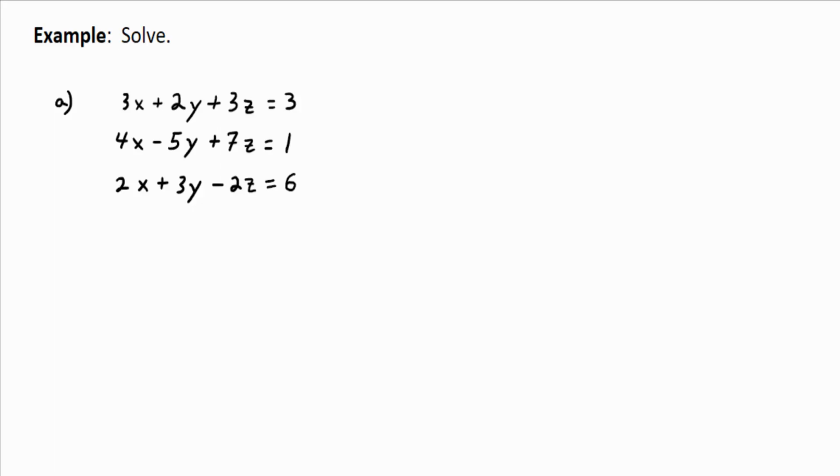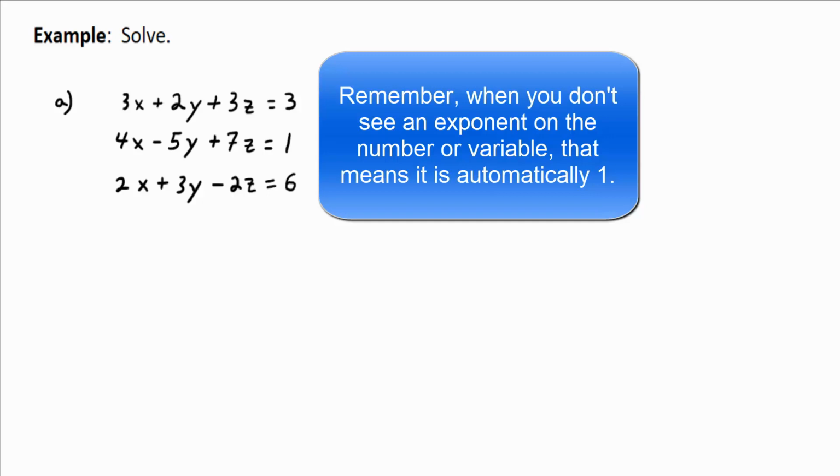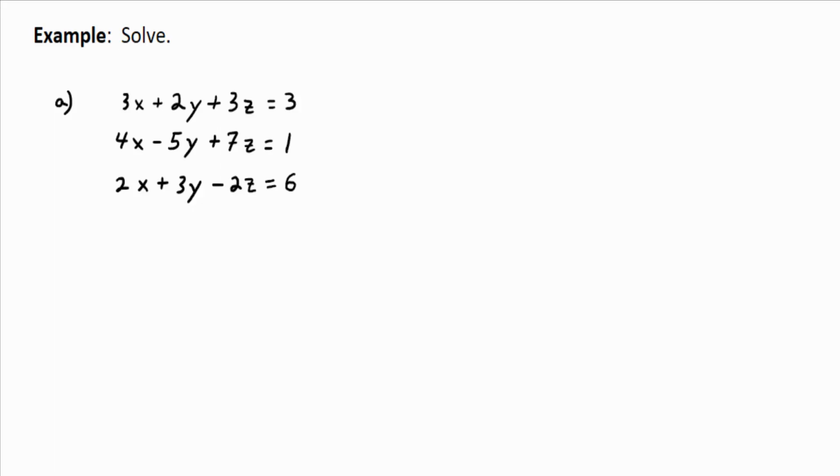But how do you tell just by looking that it's a linear equation? For instance, 3x plus 2y plus 3z equals 3, this first equation, how do you tell that it's linear? Well, you'll see that the power on each variable is 1. As long as that's true, it's going to be a linear equation. And that's true for all 3 equations, in fact.